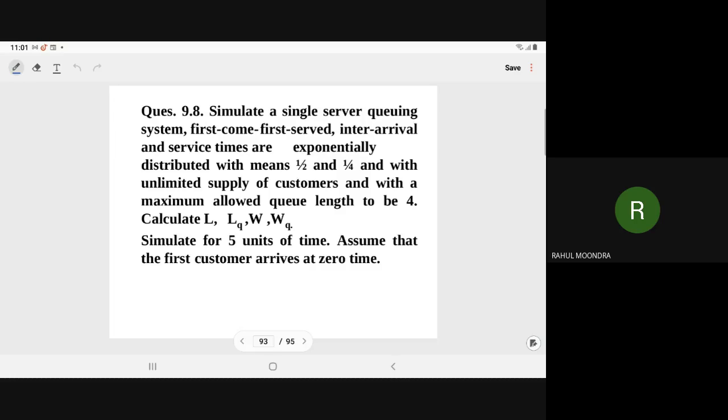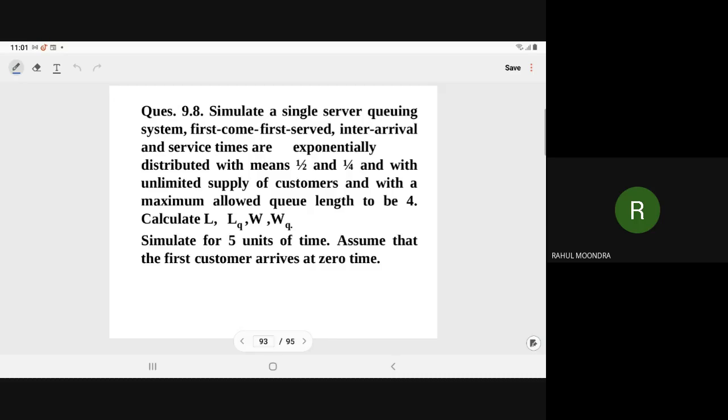Simulate a single server queuing system, first come first serve, where interarrival and service times are exponentially distributed with means 1/2 and 1/4 respectively, with an unlimited supply of customers and with a maximum allowed queue length of 4.